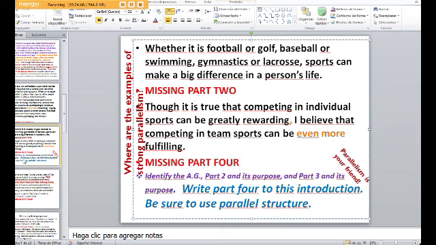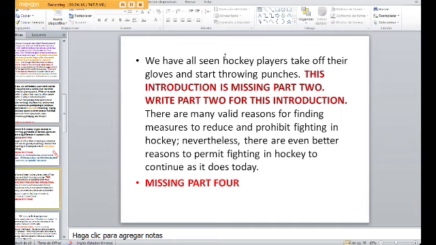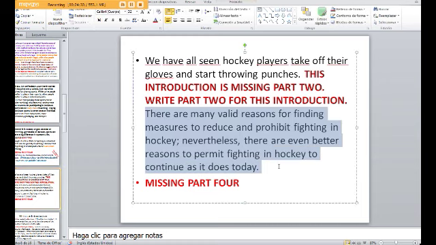Okay, so I'm going to show you guys one more sample introduction. And you can also practice with this one. It's going to help you for the exam if you practice with all of these. Pay attention to the thesis statement, because in the thesis statement you find the topic.